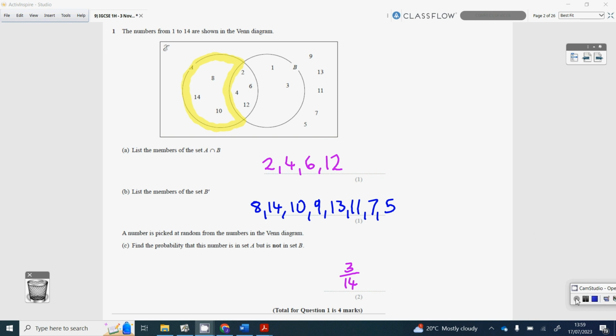1C, we're picking at random from all the numbers. So as the numbers go from 1 to 14, we're picking out of 14. So our denominator will be 14. Remember, when you're asked for probability, fractions is always easiest.